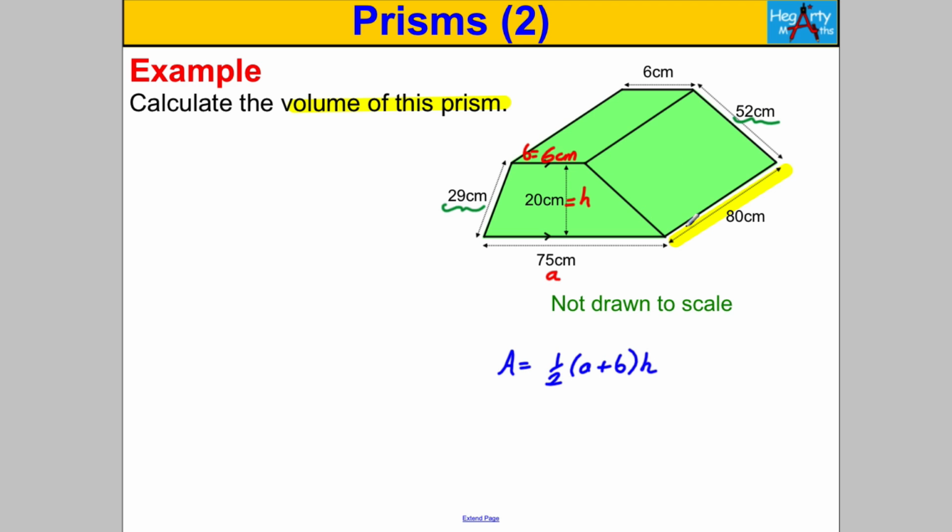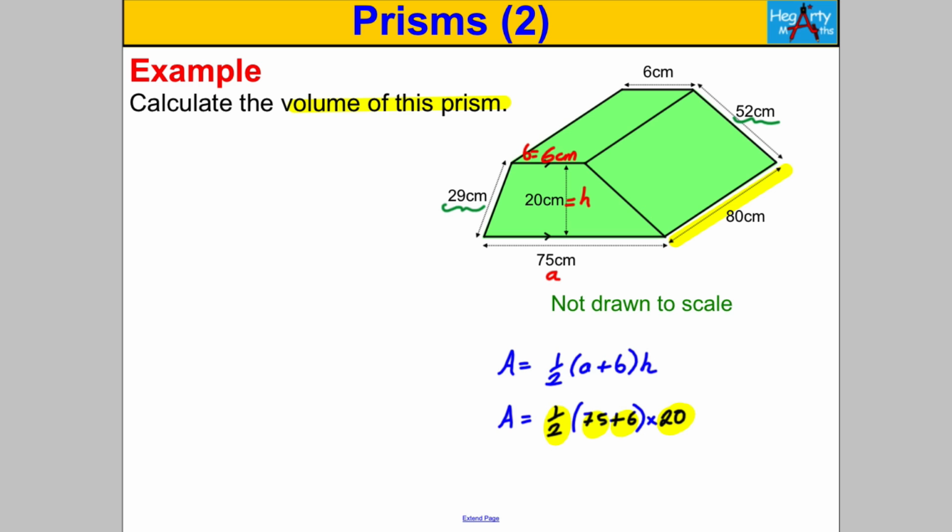It's not actually needed. So let's work out the area of this trapezium here. It's going to be a half, and we're going to add together 75 and 6, and multiply it by the distance apart, which is equal to 20, like that. Now I can do this in my head because a half multiplied by 20 gives me 10. 75 add 6 gives me 81.